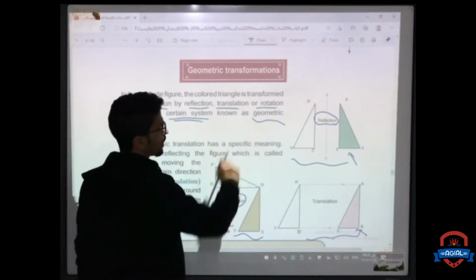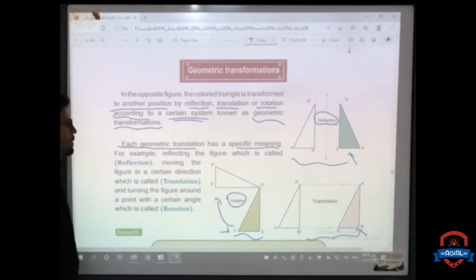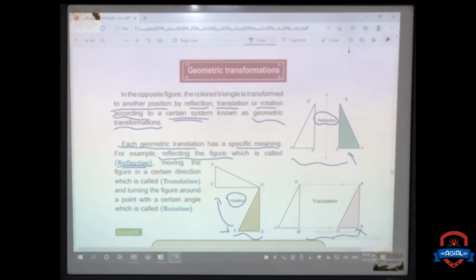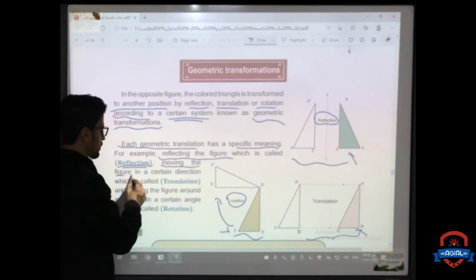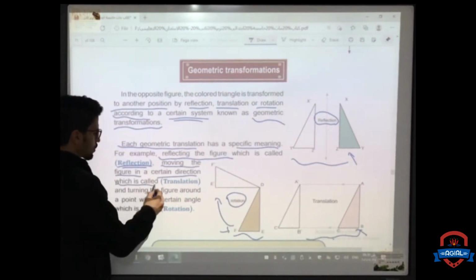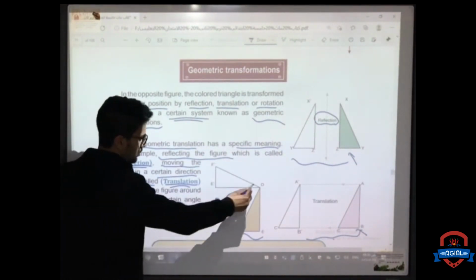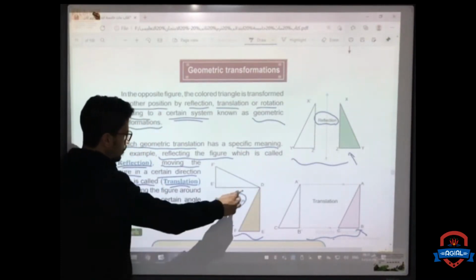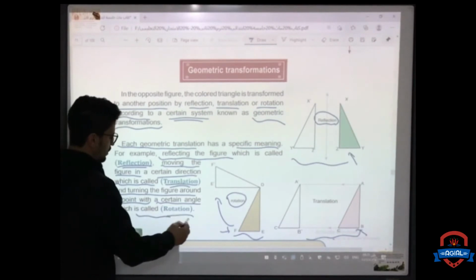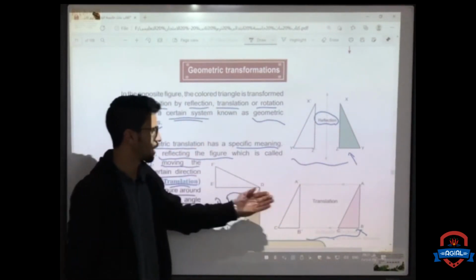When we look at the first figure, we have the reflection, and each geometric transformation has a specific meaning. For example, reflecting the figure is called reflection, and moving the figure in a certain direction, like this figure where we move this triangle in this direction, is called translation. And turning the figure around a point, like this figure where we turn this triangle around the point D, with a certain angle, is called rotation. So now we know the meaning of reflection, rotation and translation.